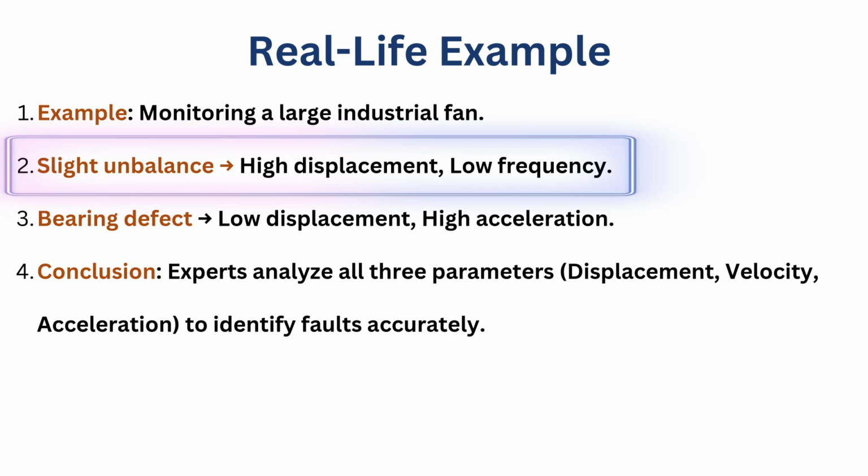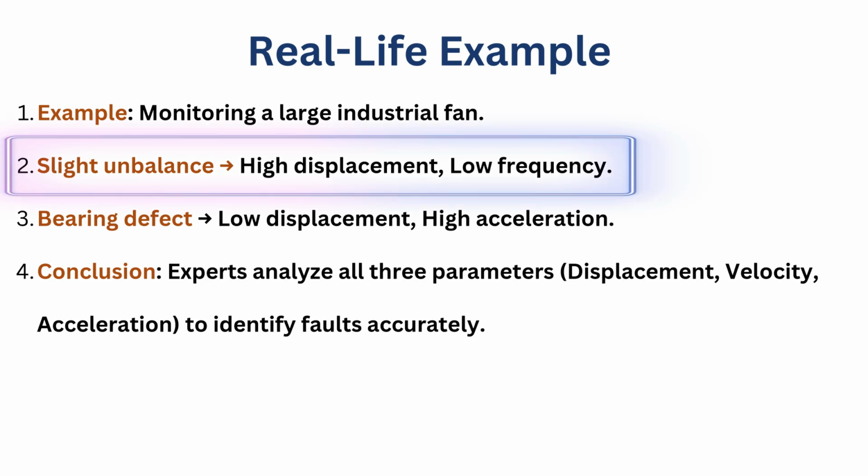But the frequency is low, because let's say you are monitoring a separator or a fan which has a speed of 500 or 400, right? So what parameter will you select here to measure the amplitude of the vibration? The displacement. Why? Because the frequency is low, or you can say the RPM is low.